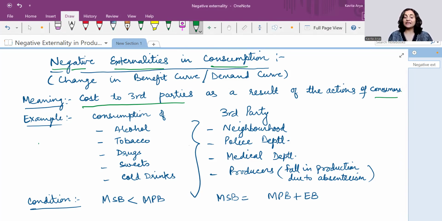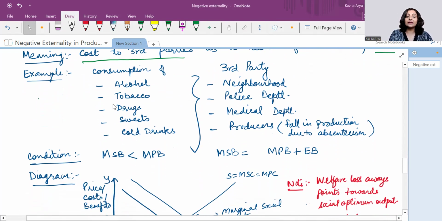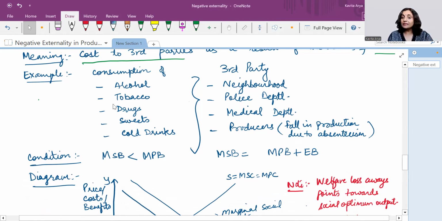Please stay informed, as I told you previously as well, that when we're talking about the consumption externalities, in the diagram we would only be showing it with the help of change in demand curve. Here, the supply curve remains unimpacted, right? In the production process, the supply curve is changed, the demand curve remains unaffected, right? So here we proceed with some examples of negative externalities of consumption.